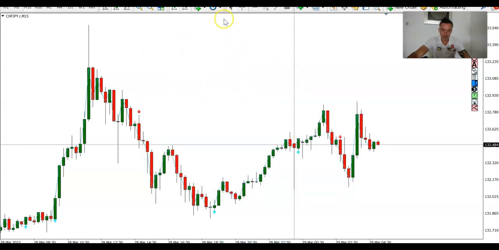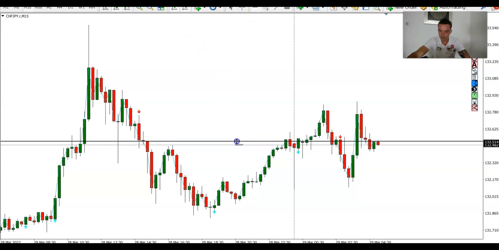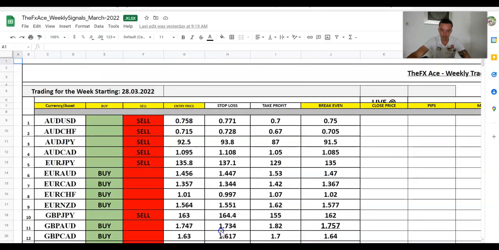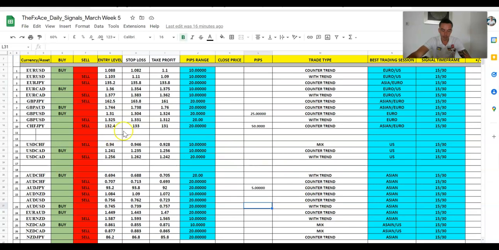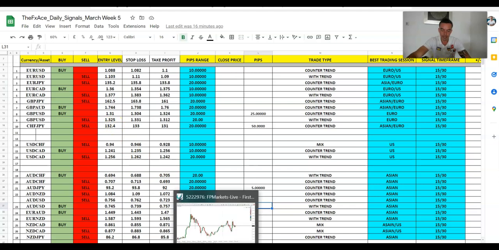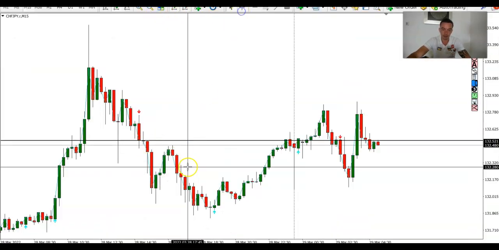Okay, and see our entry on the spreadsheet, our entry level was, sorry, that's this week's trades. Entry level was 132.4. Okay, so we're looking for sell trades around 132.2 to 132.4. Any signal that happens with 132.4 above. Okay, and you can see the signal happened here. Okay, we got a huge drop from it.